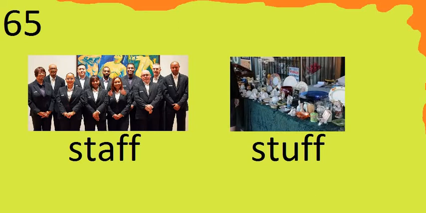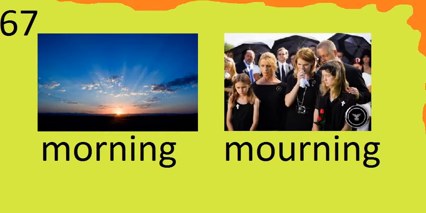Notice that both of these words are uncountable. So you can't have a staff or a stuff. You can't have many staffs or many stuffs. We could talk about the staff when you talk about everyone in general, or a member of staff if you're talking about one individual.